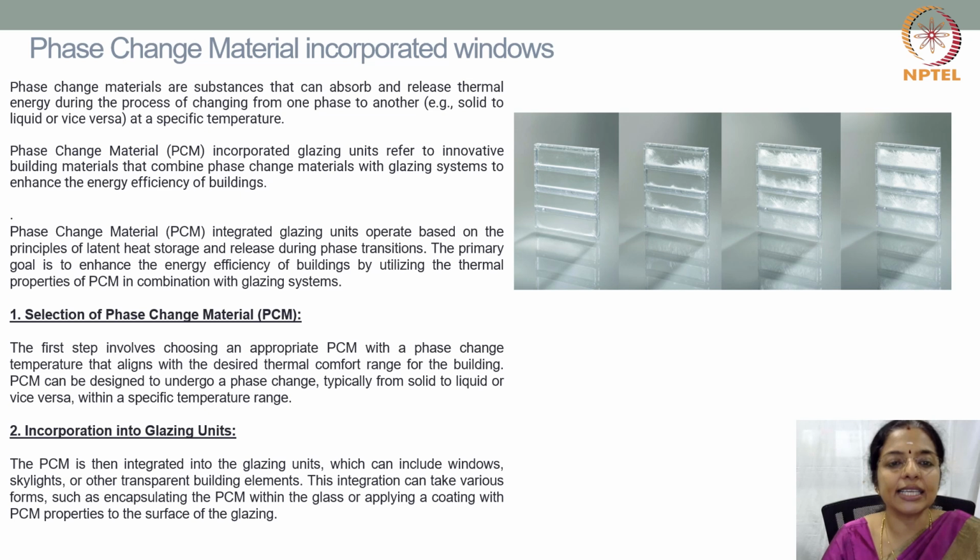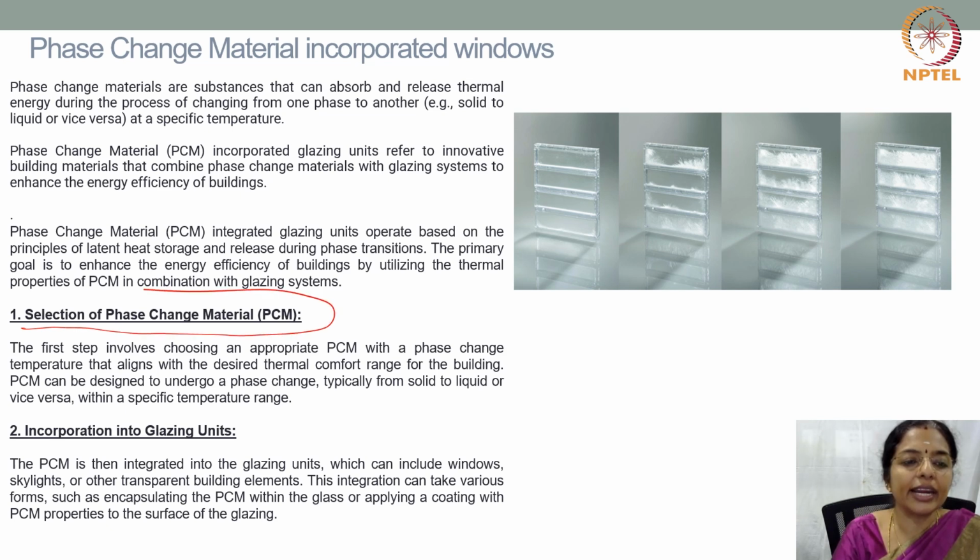with glazing systems. So the first step is selection of phase change material. So this first step involves choosing the correct kind of PCM. So choosing an appropriate PCM with a phase change temperature that aligns with the desired thermal comfort range for the building is important. So PCM can be designed to undergo phase change typically from solid to liquid or liquid to solid within a specific temperature range.